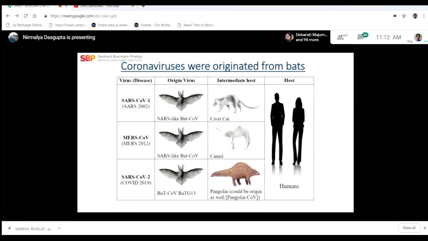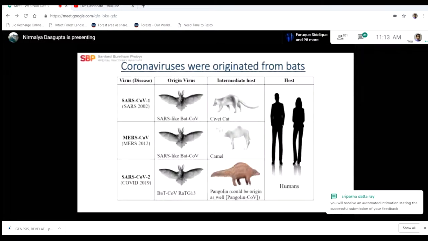Zoology faculty members like Deep Chandon can tell if it's really a Bhamberal or not. I thought it's Bhamberal, civet cat. And for MERS-CoV, the intermediate host was camel. And for SARS-CoV-2, the present COVID-19 causing coronavirus, it came through pangolin, from bat to pangolin to human. So all the coronaviruses originated from bats.